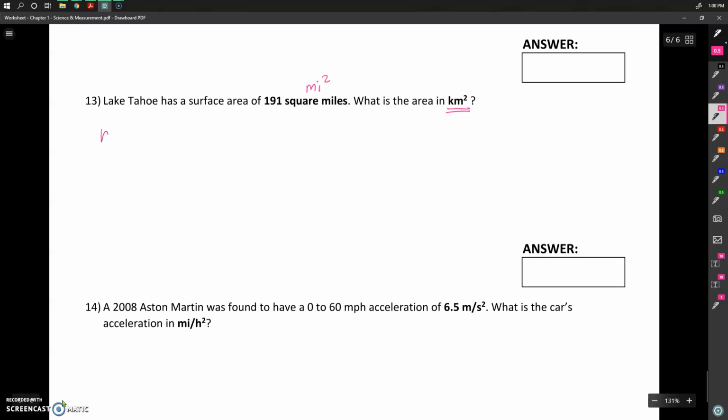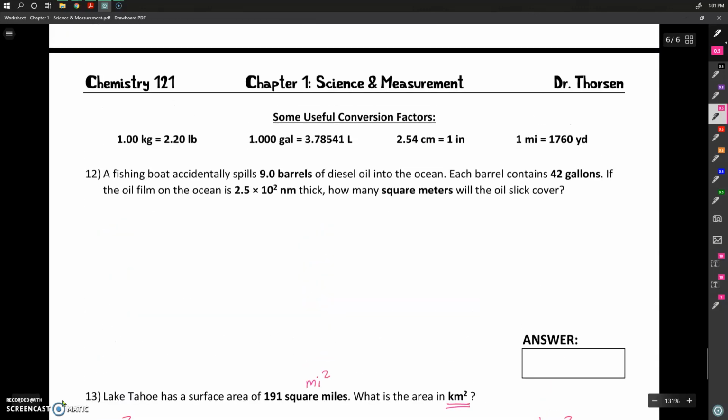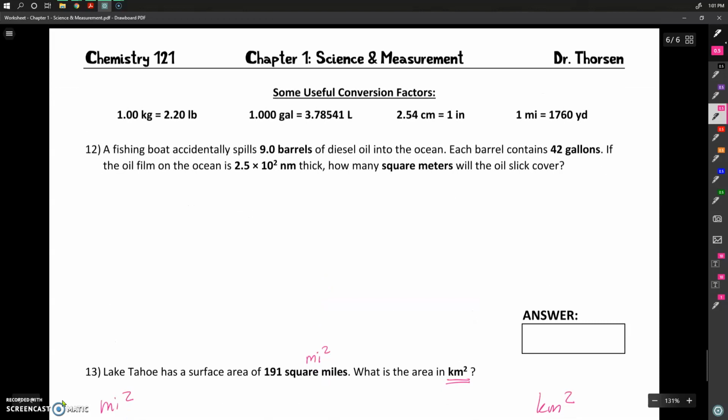So if I'm starting with miles squared and I want to end up with kilometers squared, what do I need to do to get through those units based off of what I'm being given in the problem or what I have at the top of the page here? So if I come up here for my length conversions, I remember that I've got two conversions up top that deal with length. The first one is the centimeters to inches conversion, which is super useful because this takes the metric system and relates it to the English system.